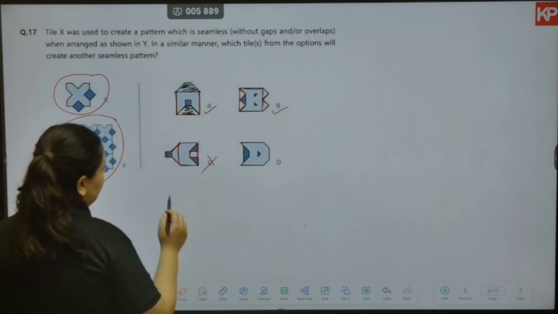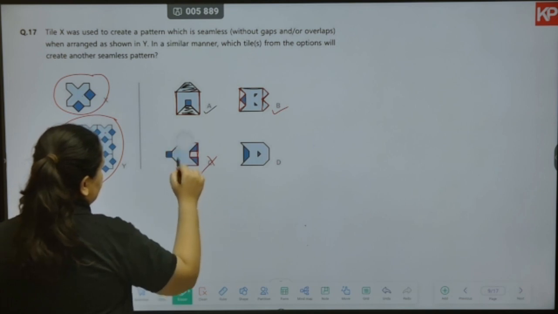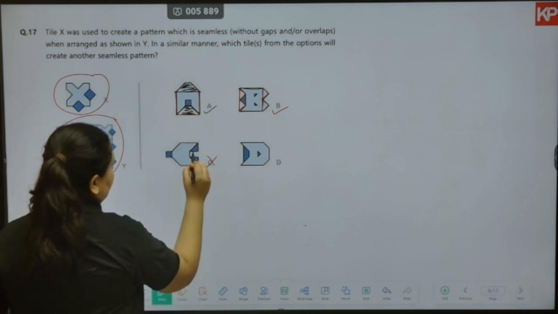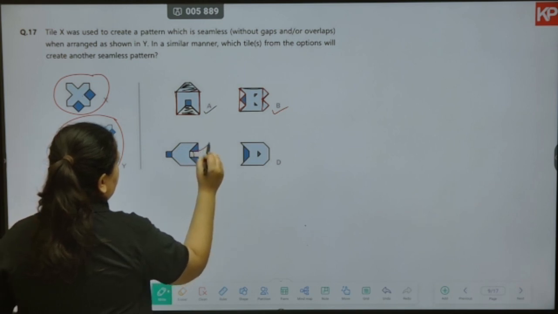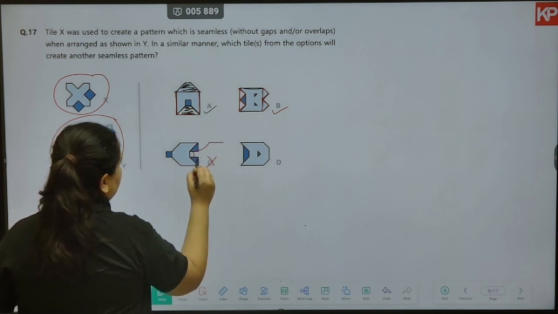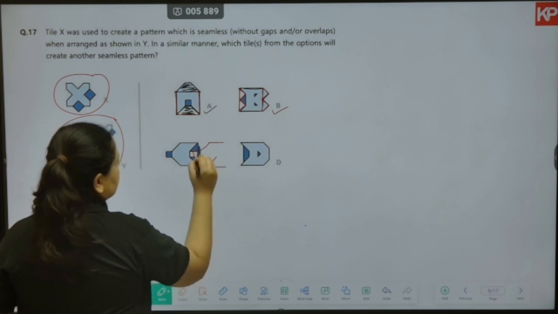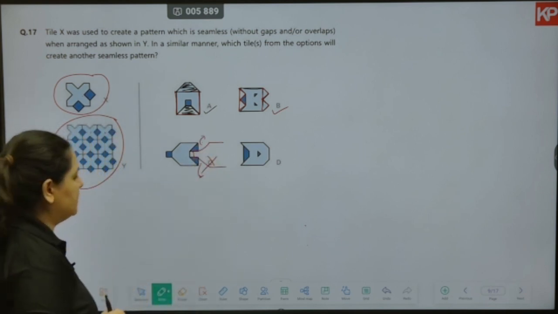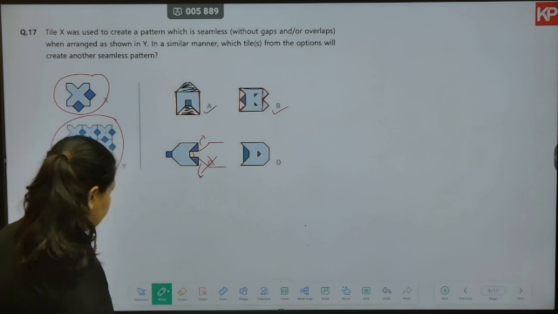Now what will happen if we were to try and tessellate this? This particular square will fit in only till here and it will continue in this manner, so leaving this particular gap on both the sides, above and bottom. So this is not going to tessellate.